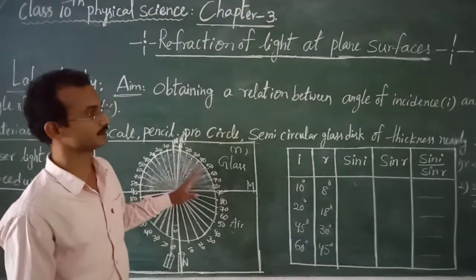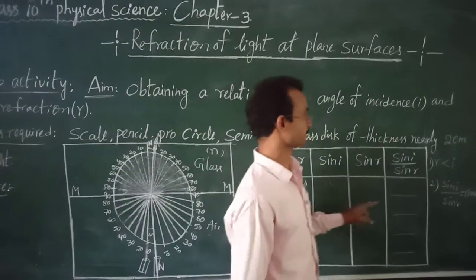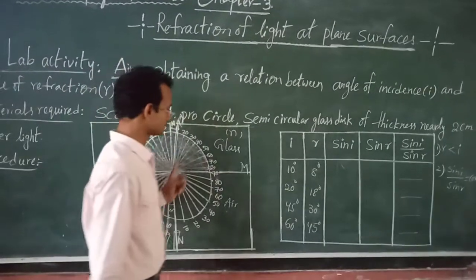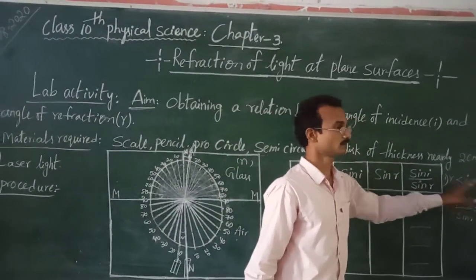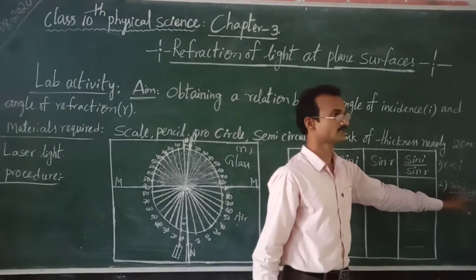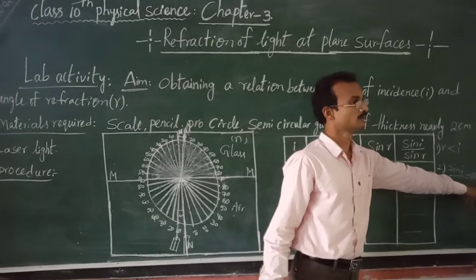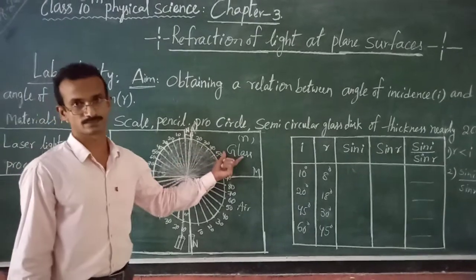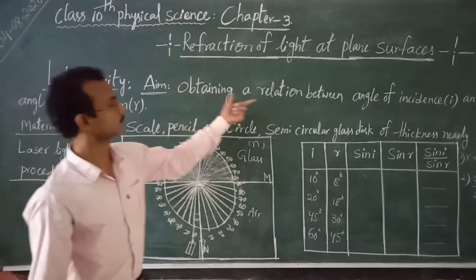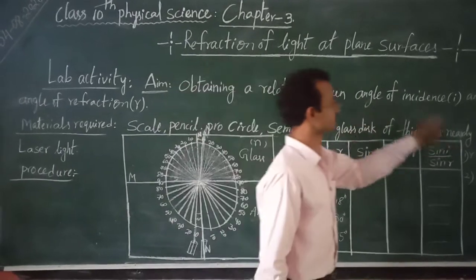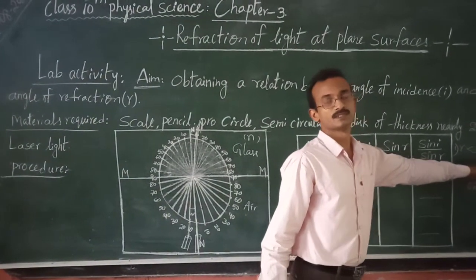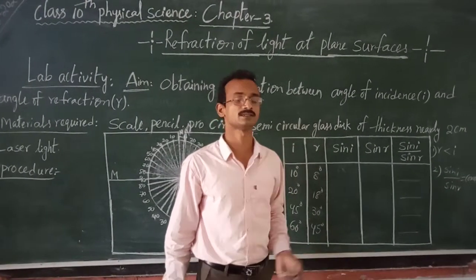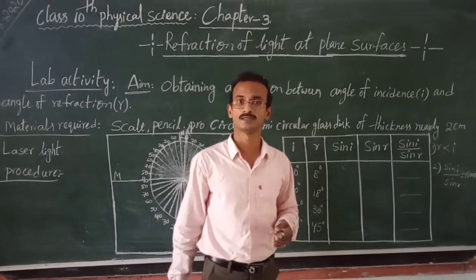So based on this lab activity, we may conclude that when a light ray propagates from a rarer medium to a denser medium, the angle of refraction becomes less than the angle of incidence. One more thing, by calculating the ratio of sin I and sin R, we get a constant value which gives the refractive index value of the denser medium glass. So this is to obtain the relationship between the angle of incidence and the angle of refraction. In the next class we will see when a light ray propagates from a denser to a rarer medium, what relation we will get between I and R.